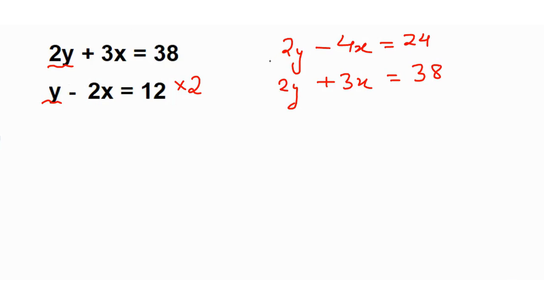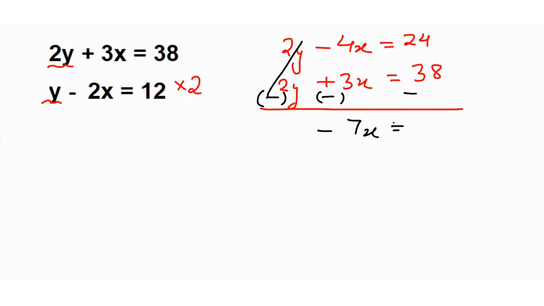Again, they have the same sign. We can't add them to get 0. So we'll subtract them. In subtraction, the bottom signs will change. Negative, negative and negative. So 2y minus 2y is 0. Minus 4x minus 3x is minus 7x. And here we have 24 minus 38, that is minus 14. So x will be minus 14 upon minus 7. That will give us 2. x is coming as 2.